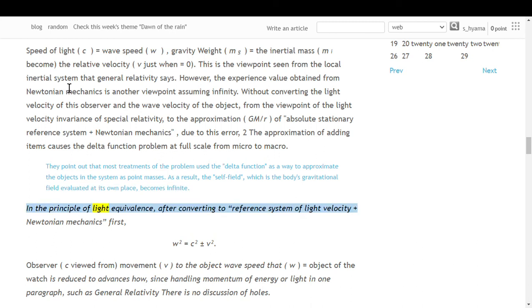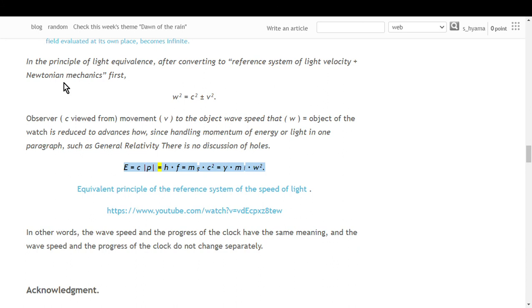In the principle of light equivalence, after converting to the reference system of light velocity and Newtonian mechanics first, w squared equals c squared plus or minus v squared. For observer c viewed from movement v, the object's wave speed w equals the rate at which the object's clock is reduced or advanced. Since general relativity handles momentum of energy or light in one paragraph, there is no discussion of holes. E equals cp equals hf equals mg c squared equals mi w squared. Equivalence principle of the reference system of the speed of light.